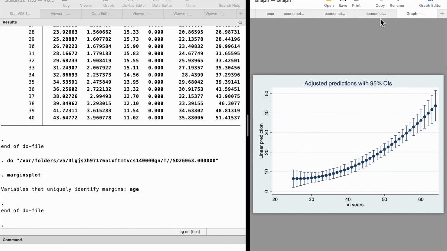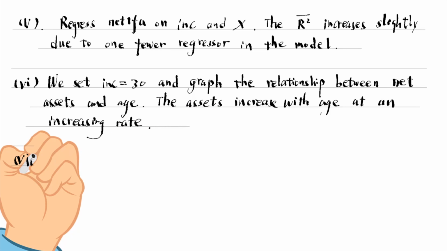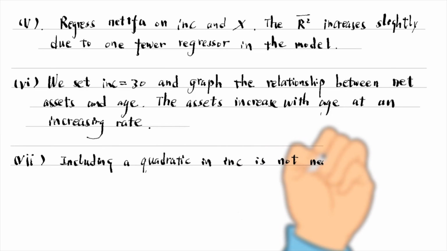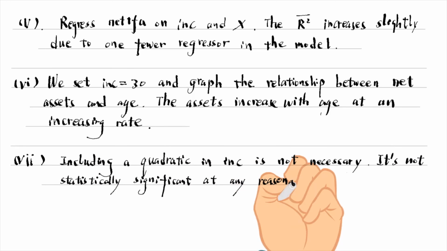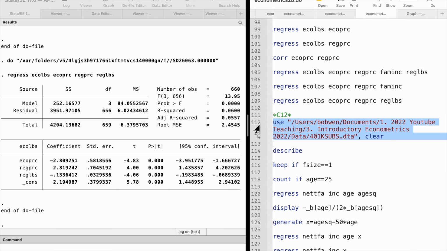For the last part, if the square of income is included in the model, it is not statistically significant at any reasonable level. I will not add it to the model.